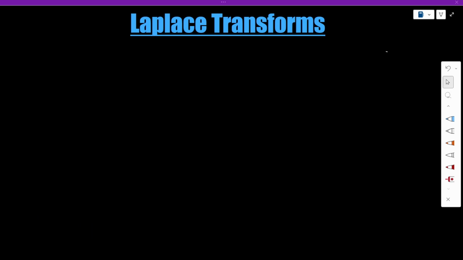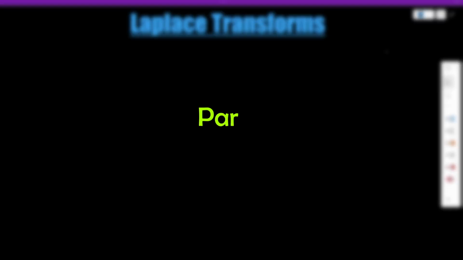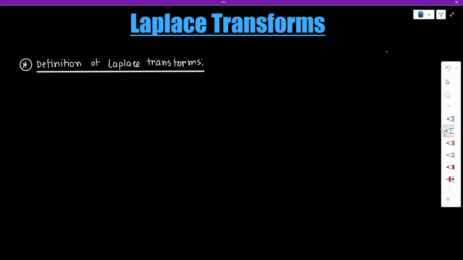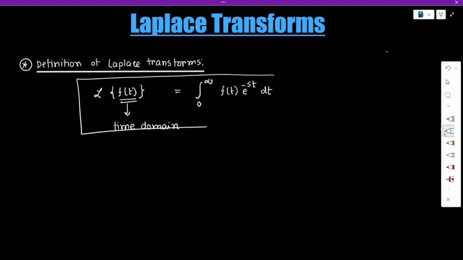Okay, so first of all, we want to know what a Laplace transform is and how we see it. The definition of the Laplace transform can be written like this. This is the Laplace transform symbol, and the Laplace transform of any function that is in the time domain can be defined like this: the integral from 0 to infinity of that function multiplied by this operator. This is the actual definition of the Laplace transform.